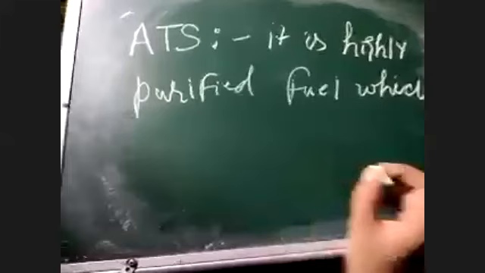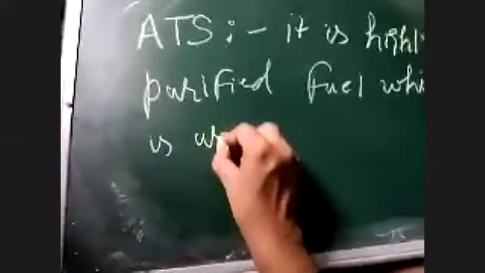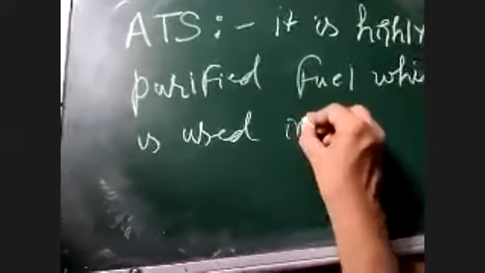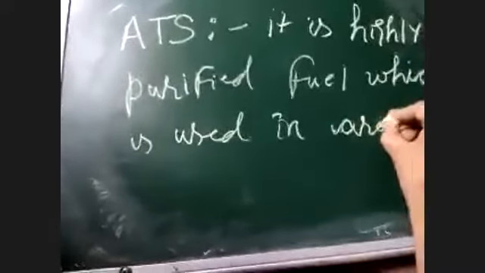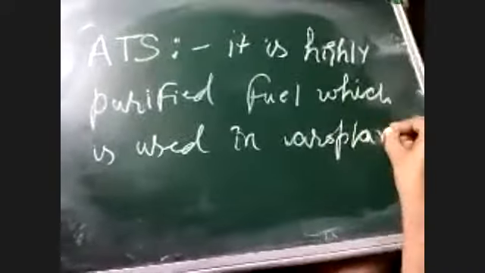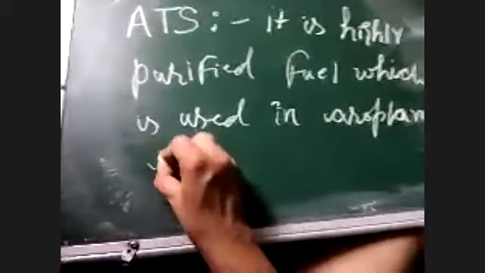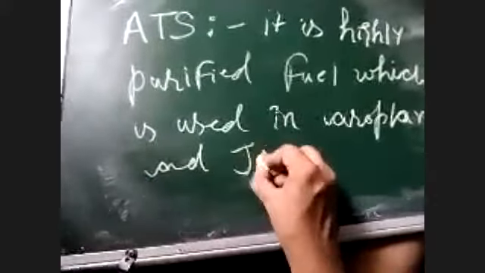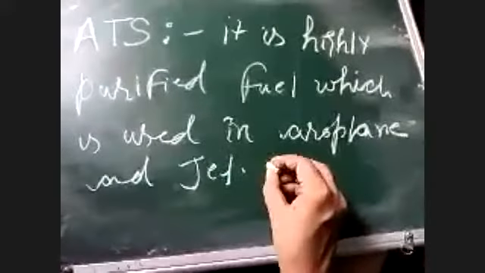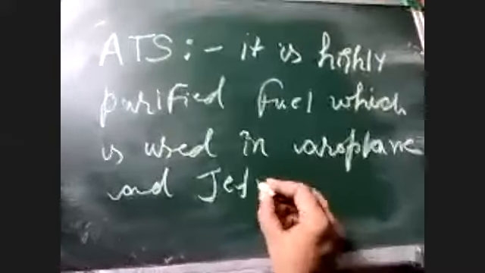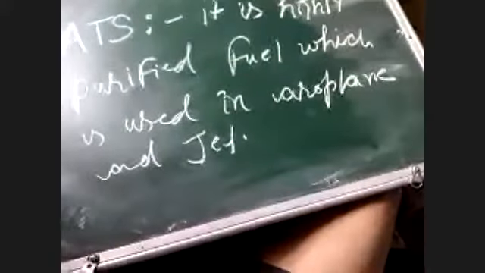चलो ठीक है, केरोसिन भी होता है, डीजल बहुत तरह का होता है. Which is used in aeroplanes and jets. This is called ATF. It is also called jet fuel. इसको हम लोग क्या कहते हैं? जेट फ्यूल भी कहते हैं. ठीक है, आई होप यू हैव अंडरस्टूड इट.